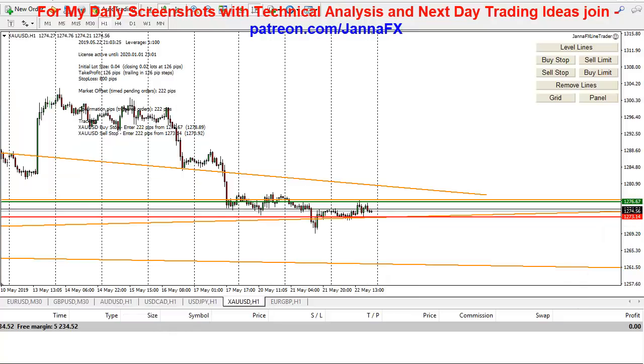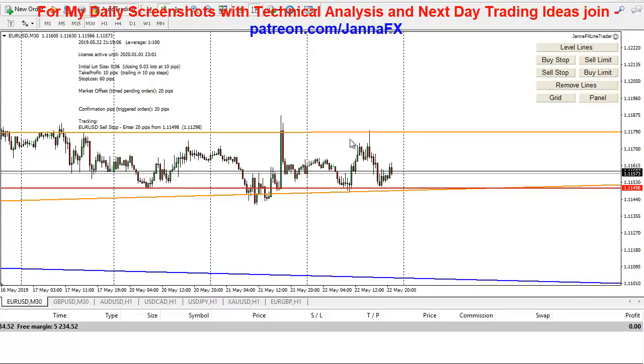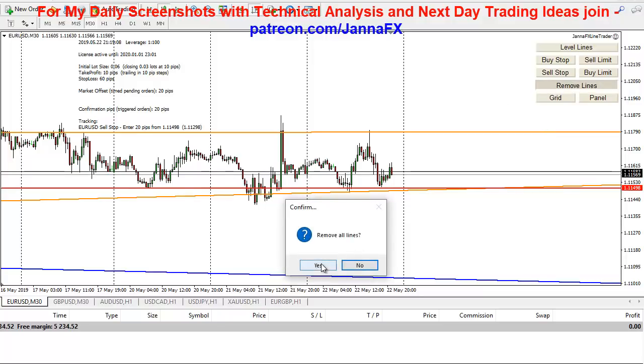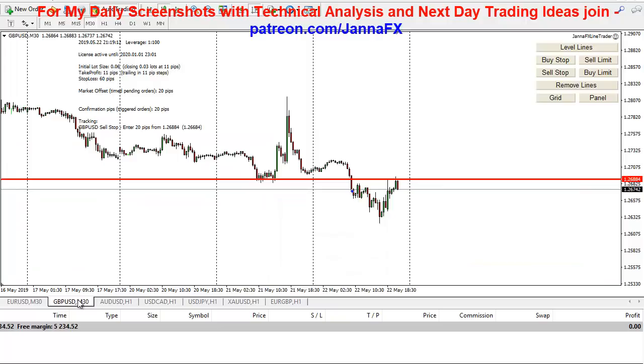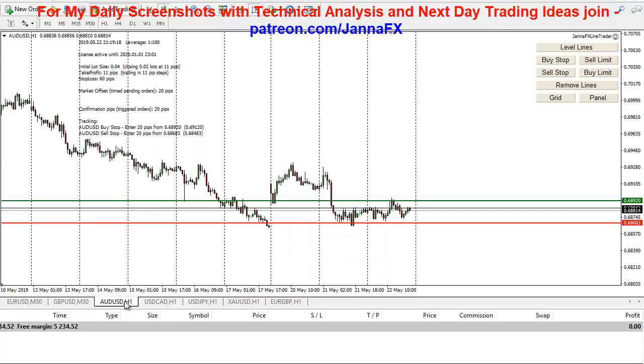And now I'm going to remove all the trades and prepare again for the next day. So that's pretty much it, guys. Today would have been a good profitable trade on pound dollar with 20 pips total in profit.